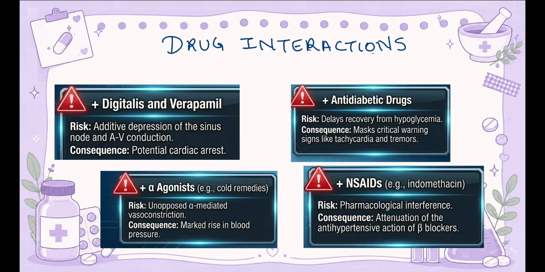Vigilance is required regarding critical drug interactions. The interaction with anti-diabetic drugs is especially dangerous. Beta blockers inhibit the liver's ability to release glucose. This lethally delays a patient's recovery from low blood sugar. Even worse, the medication masks the body's critical warning signs. It hides the rapid heart rate and tremors that alert a diabetic patient that their blood sugar is crashing. You must also monitor combinations with digitalis. This causes additive depression of the heart's electrical nodes.